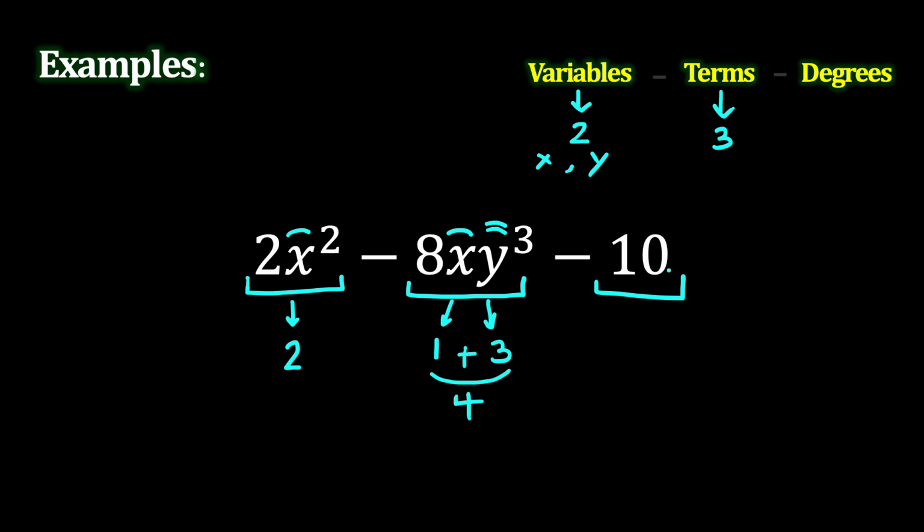And the third term is minus 10, which is a constant term, and the degree of this term is 0 because there is no variable here. So in this example, the degrees of the 3 terms are 2, 4, and 0. And the largest degree among these 3 degrees will be 4. So the degree of the polynomial is 4.